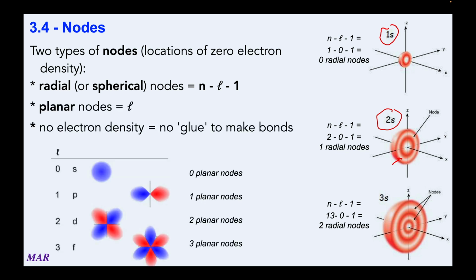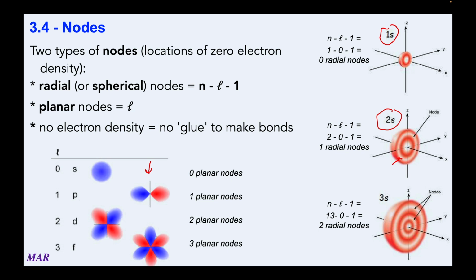Now, another kind of node is called a planar node, and a planar node is like a sheet of glass that separates the different parts of the nodes, and the planar nodes just equal L. So for an S node, there are no planar nodes, but when you get to P, which is L equals 1, then you're going to have one planar node. This is one of those figure eights I talked about, and this right there shows the node. There's an area between the left and the right parts of the figure eight where there's no electron density, so you're not going to make any bonds right there.